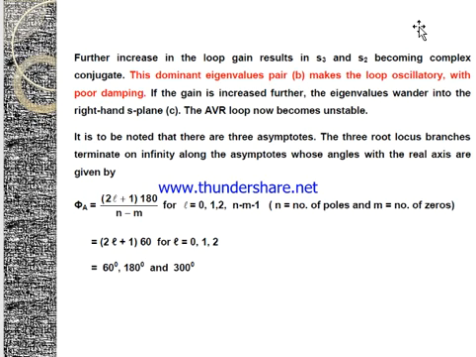Obviously, we have to choose proper asymptotes; the angle of direction of the asymptotes should be properly designed in order to bring the system to stability, and this is how it is given. Phi A is equal to (2L plus 1) into 180 degrees divided by (n minus m), where n is the number of poles and m is the number of zeros. L takes the values 0, 1, 2, etc. So we have obtained 60 degrees, 180 degrees and 300 degrees, obviously.